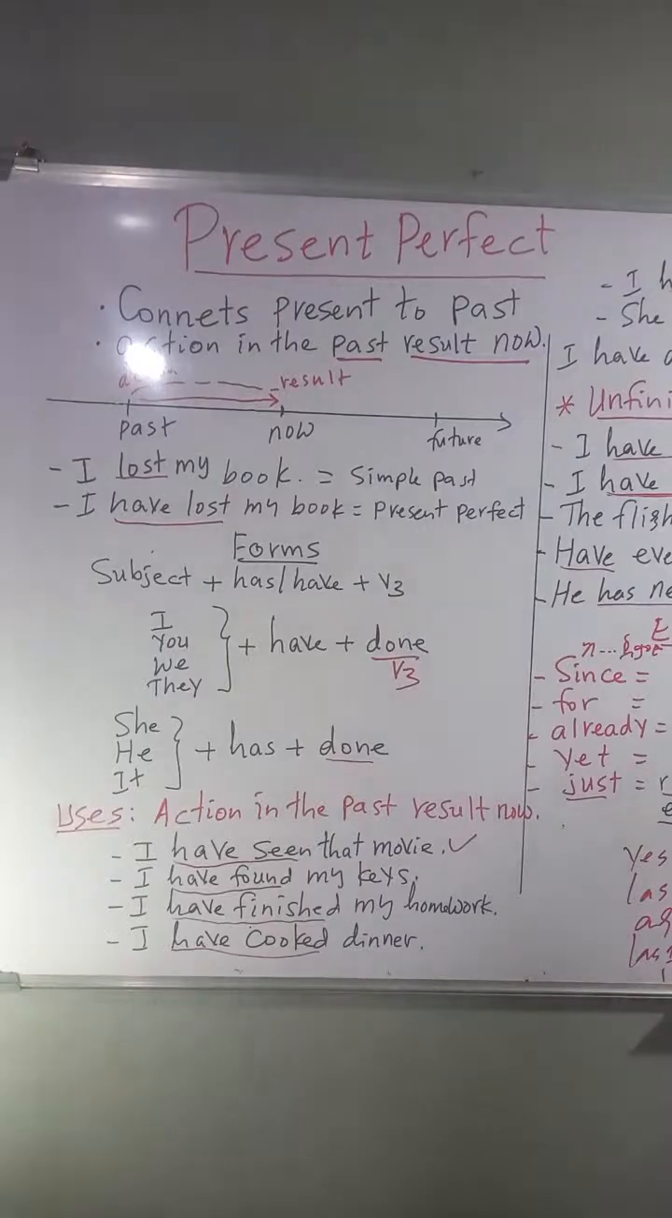Look, okay, look, Chris. For example, you should write an action in the past, result now. For example, I have seen that movie. I have found my keys. I have finished my homework. I have cooked dinner. One, two, three, four, five. Sorry, four. And in the next page there is another example, three examples.